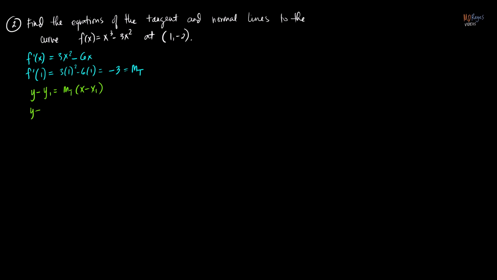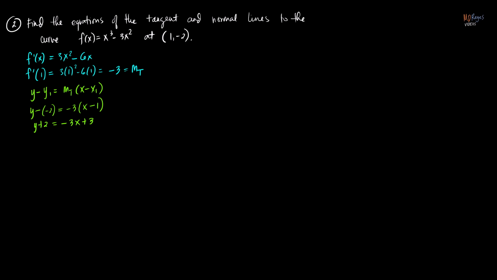So y minus y sub 1, in the given point, y sub 1 is negative 2, equals the slope of the tangent line, negative 3 times x minus x sub 1. In the given point of tangency, x sub 1 is 1. So just remove the grouping symbols on the right side, simplify the equation, and write it in general form. So the left side is y plus 2 when simplified, and the right side, upon removing the grouping symbols, will give us negative 3x plus 3.